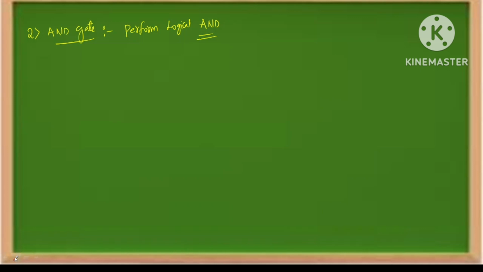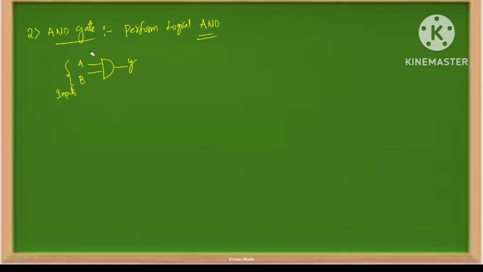So let me draw the AND gate symbol. So this is the AND gate symbol. I am drawing a two input AND gate, which is most commonly used in practical electronic circuits. The two inputs that I am considering are A and B. These two are the inputs applied to the AND gate, and the output is Y.